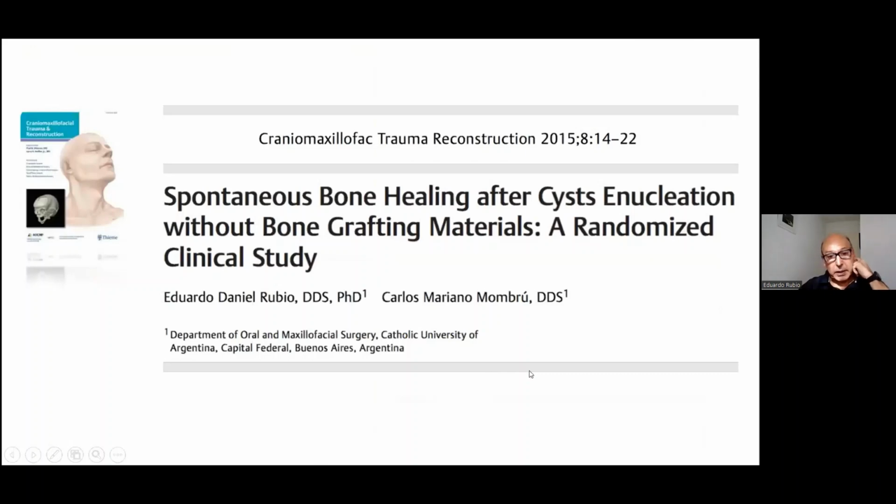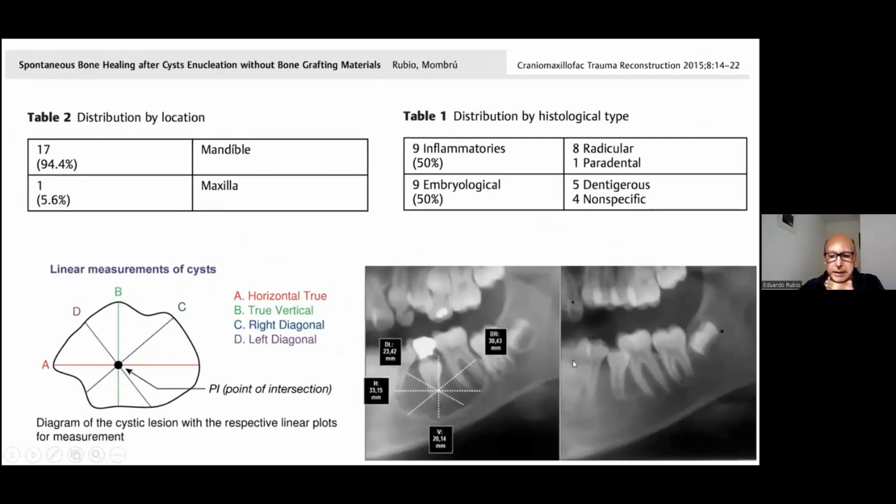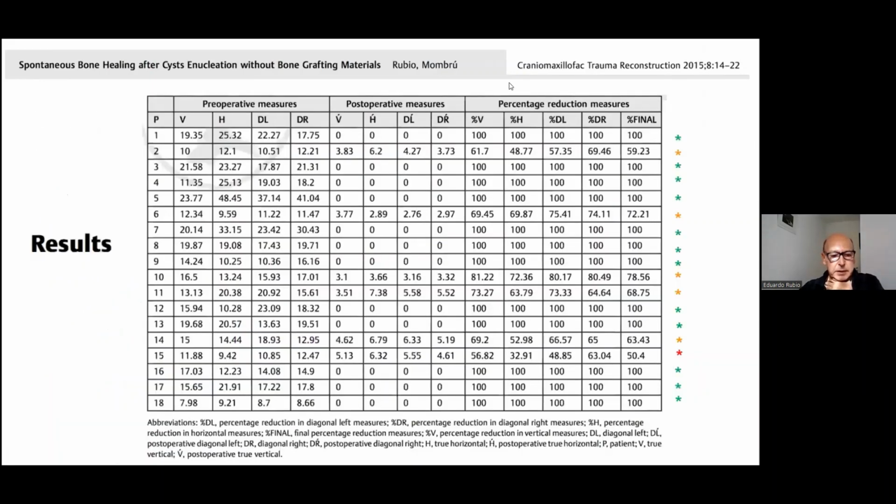So we published a paper in 2015 showing that when you maintain both cortical plates, you can avoid putting in filling material because you can obtain almost complete regeneration of bone. At that moment we studied about 18 patients, and you can see here the percentage of complete resolution related to the bone that was formed in those places. 100, 100, 100, a lot of them.